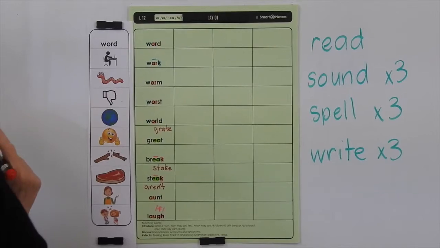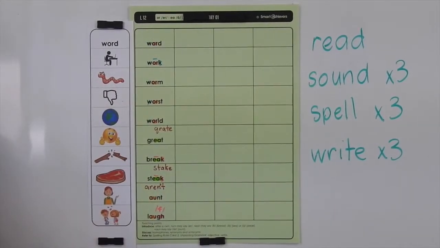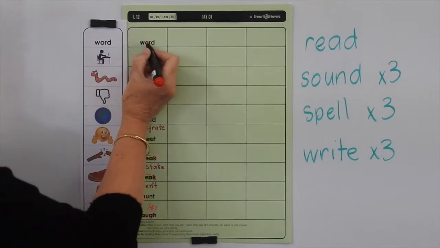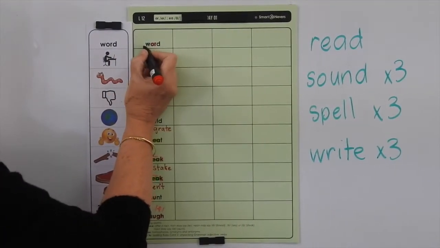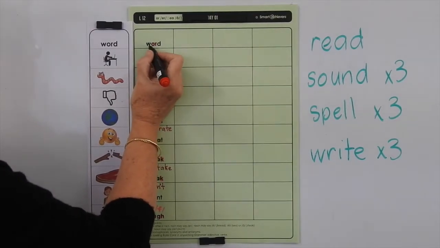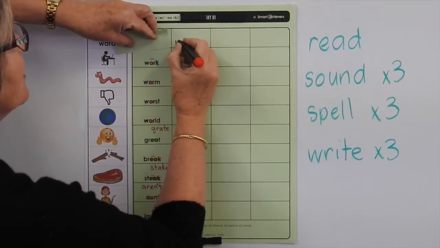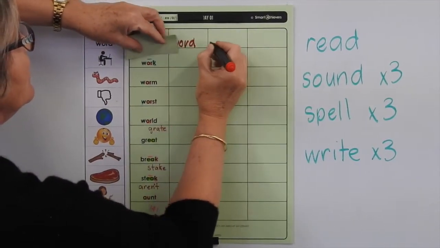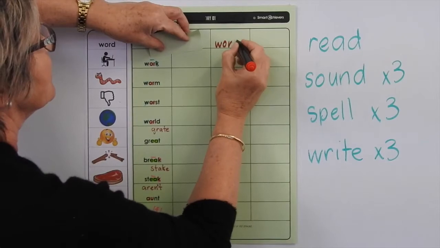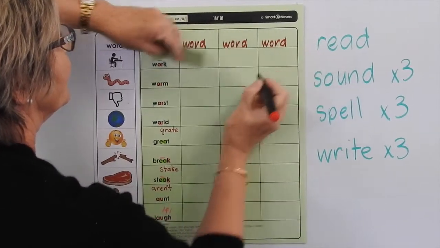So let's go back and read the word, sound the word and spell the word, and then you can finish this page on your own. So we've got word. W-O-R-D. Cover it, write it 3 times, and then check to see that you've got the word right.